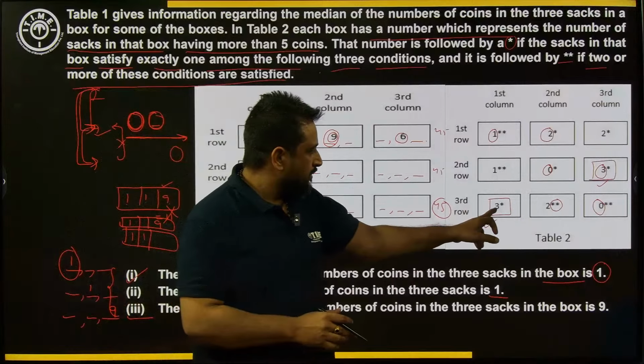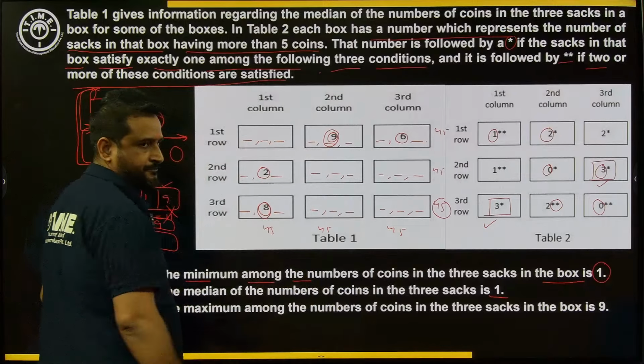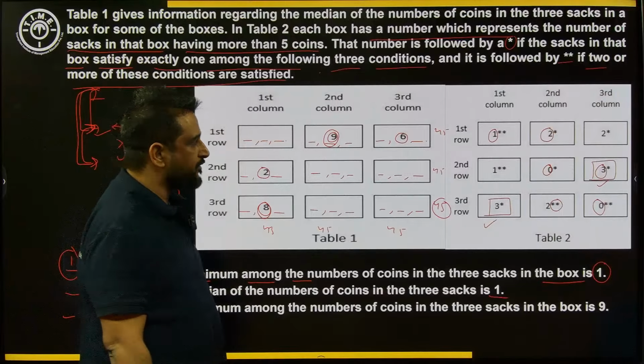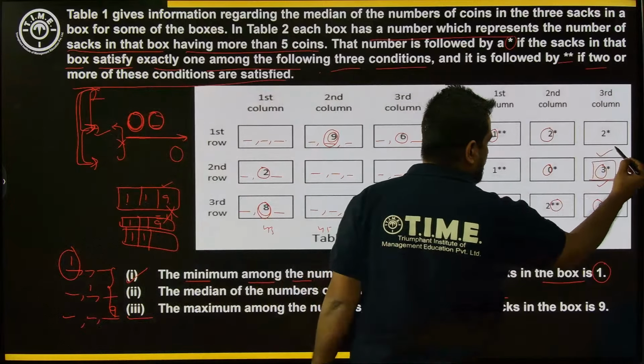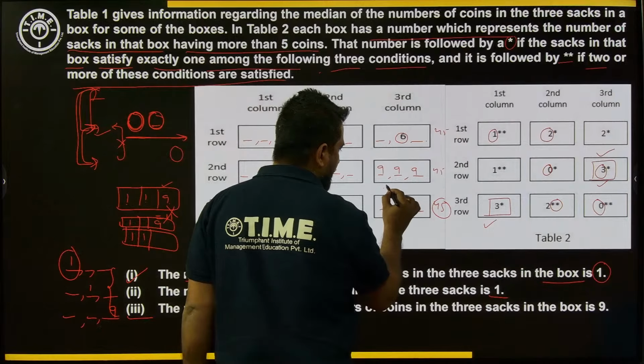Here, if you observe the third row first column, we have the median number as 8. So here we don't have scope to take 9, 9, 9. So the only possibility we have is this box for 9, 9, 9. So let me take 9, 9, 9 here. And what is the average?